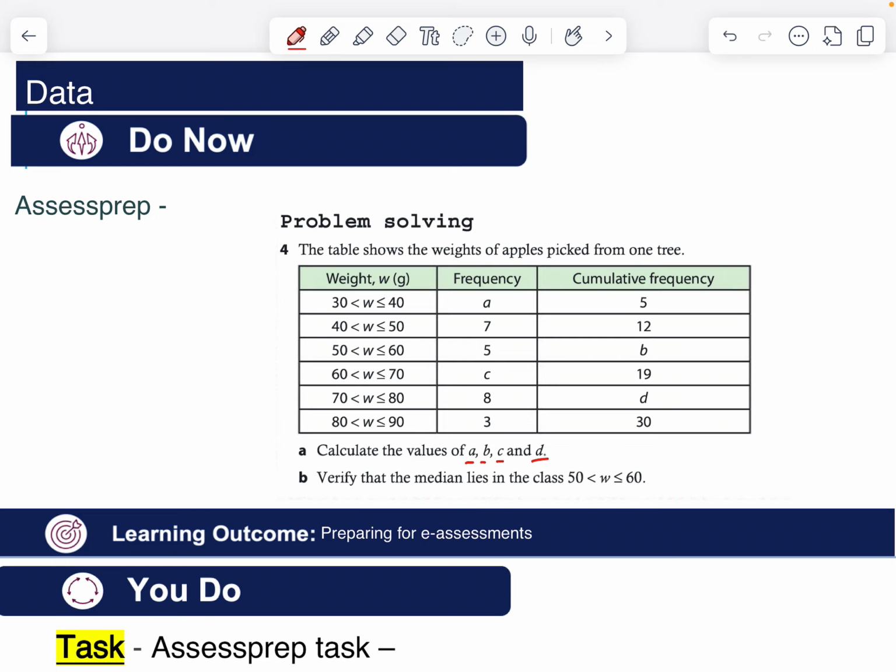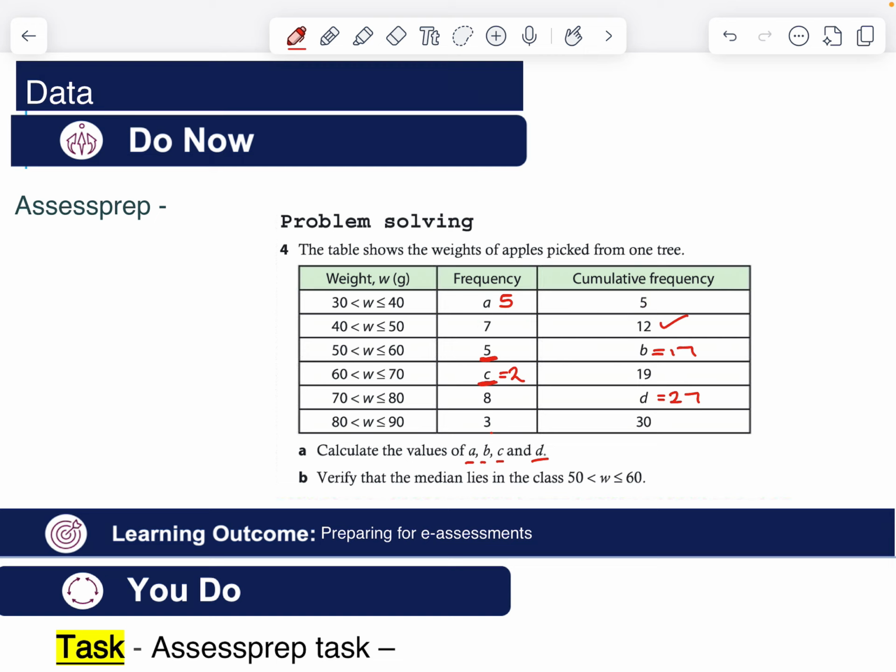So the cumulative frequency for the first one is always the same as the frequency. So the first one, A, is 5, okay? Which makes sense because then 5 plus 7 is 12, okay? Then the next one, we need to do 12 plus 5, which would be 17. 17 plus a number is 19, so that's going to be 2. 19 plus 8 is 27, and then 27 plus 3 is 30, so that works.